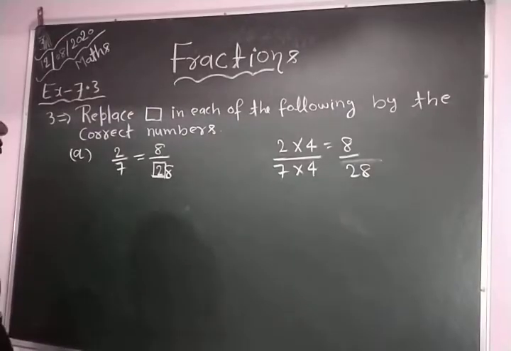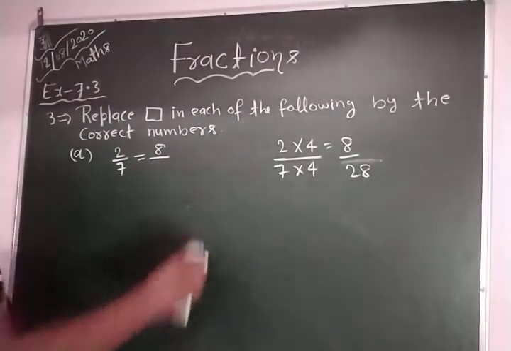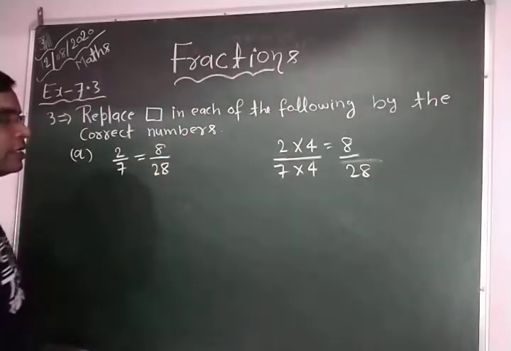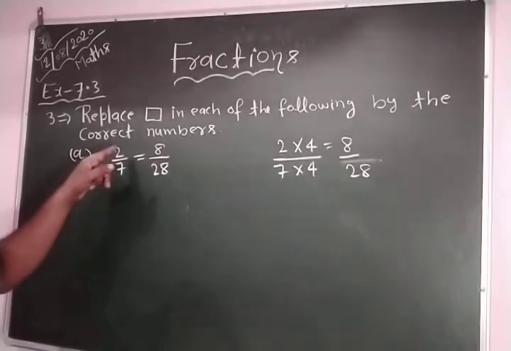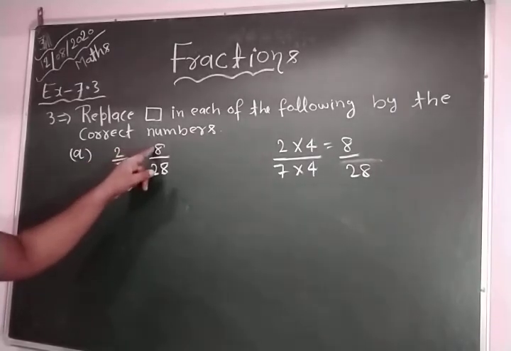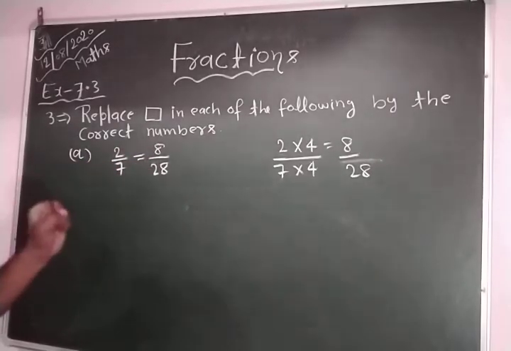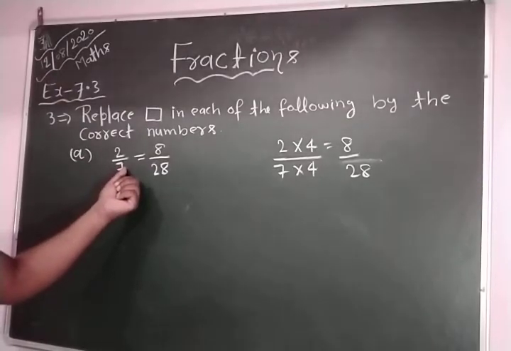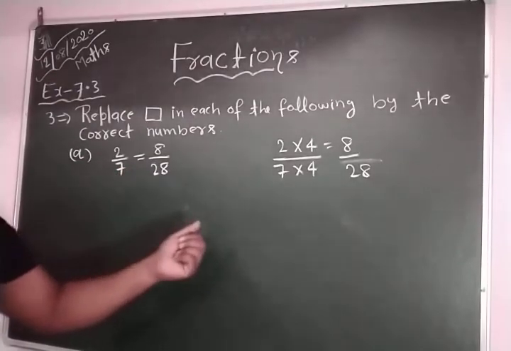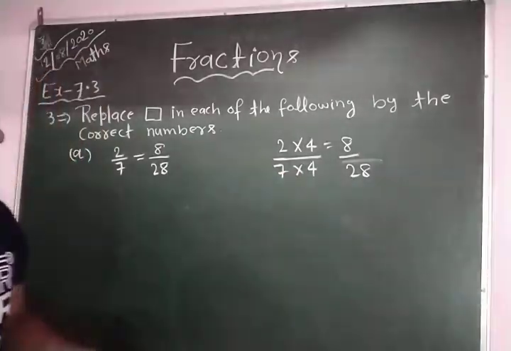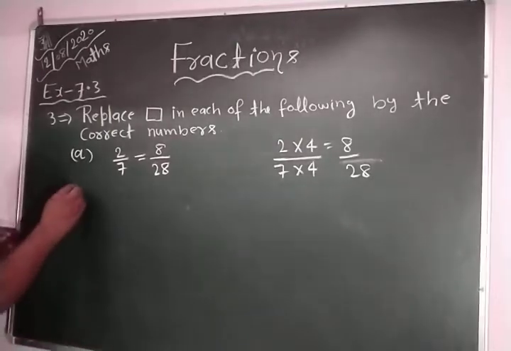This is 28. Clear? If you multiply 2 by 4, you obtain 8. So the same number we multiply in the denominator: 7 multiplied by 4 gives 28. You can see here. Now the B part of this question.